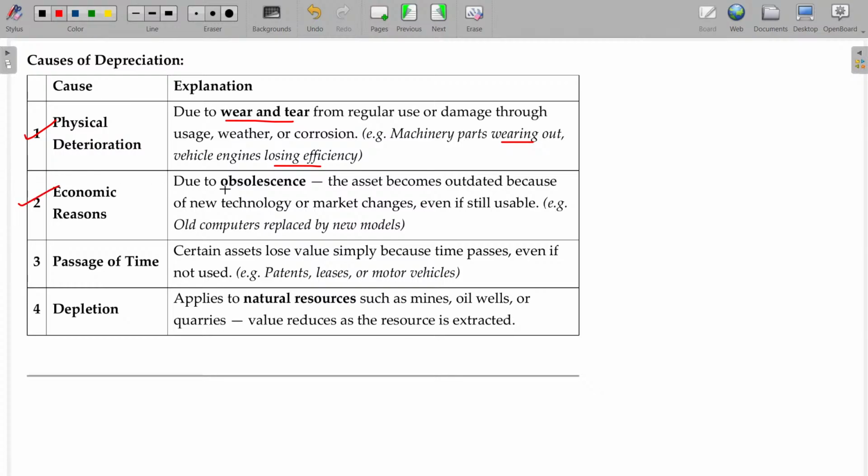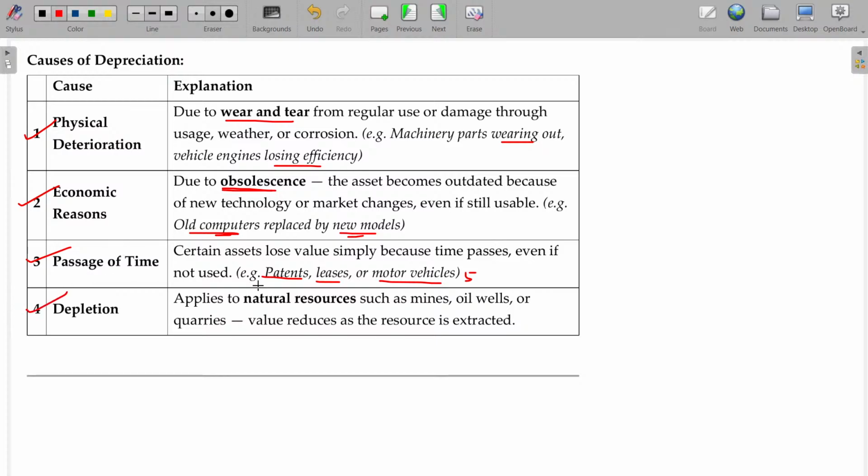Economic reasons, due to obsolescence. For example, old computers replaced with new models. Old computers are still functional, but because of the new model, we simply shifted from old to new. Then passage of time: patents, leases and motor vehicles will have 5 or 6 years. Once year one is over, one year's worth may be lost. That is passage of time.